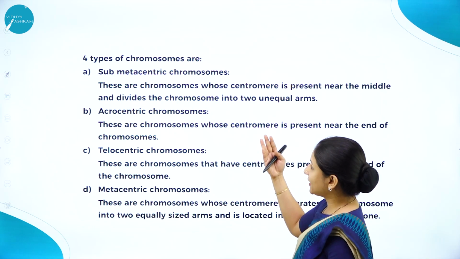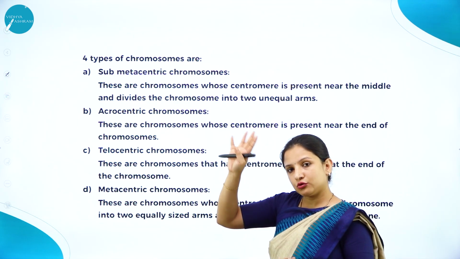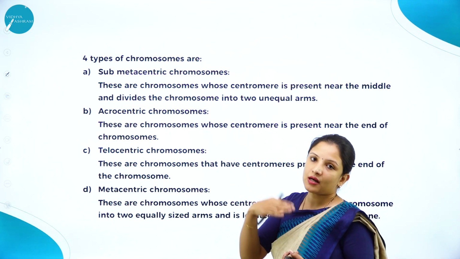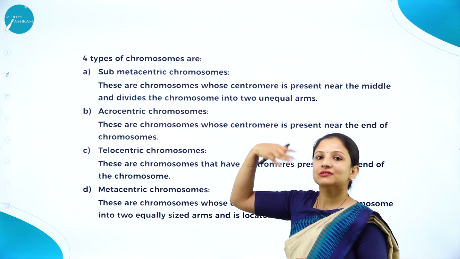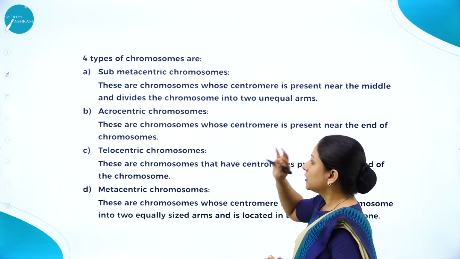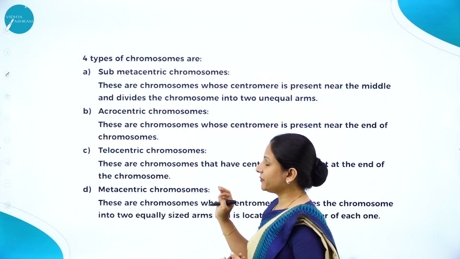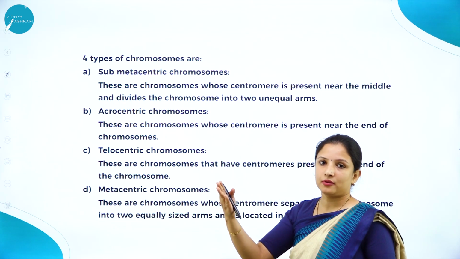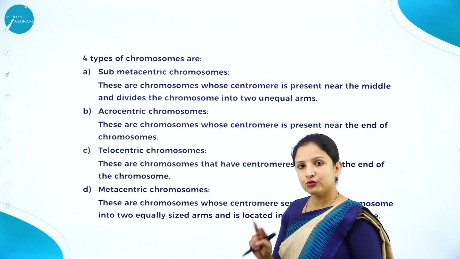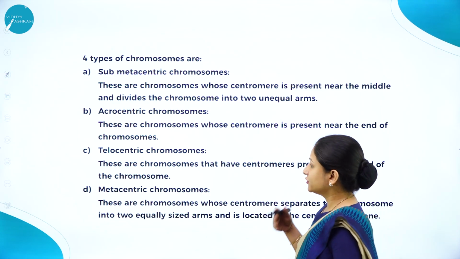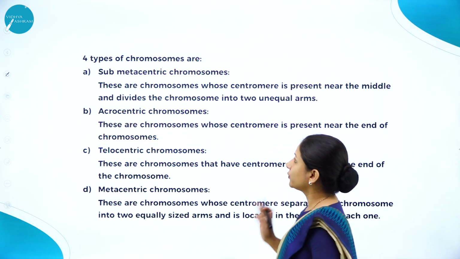Then submetacentric means it is slightly above the center. Therefore, 2 arms will appear a bit shorter when compared to the other 2 arms. Acrocentric means slightly above the submetacentric. Therefore, there will be 2 shorter arms and 2 longer arms. Telocentric means it is almost at the tip. So therefore, 2 arms are very, very short and 2 chromatids are very long. So if you write these many points under each of these, it is enough along with the diagram.